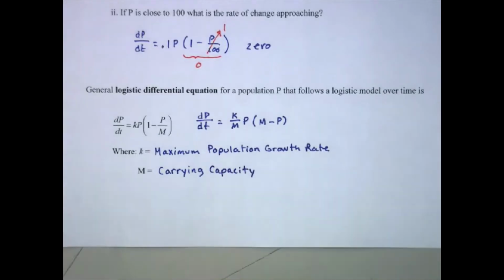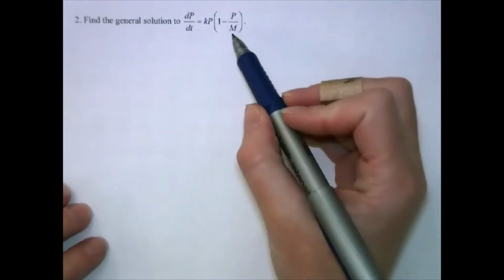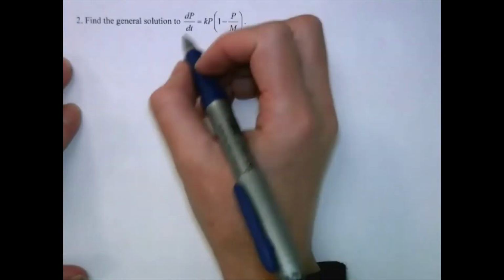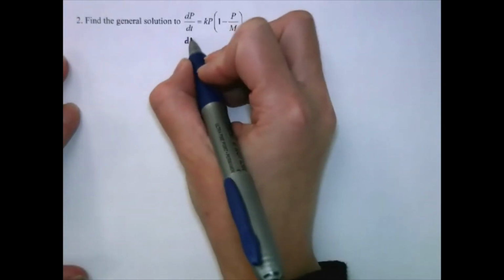Okay, it's going to be the absolute limit of whatever the situation we're looking at. All right, so now we're going to solve this differential equation in general. Keep in mind that k and m are just constants. P is our variable.